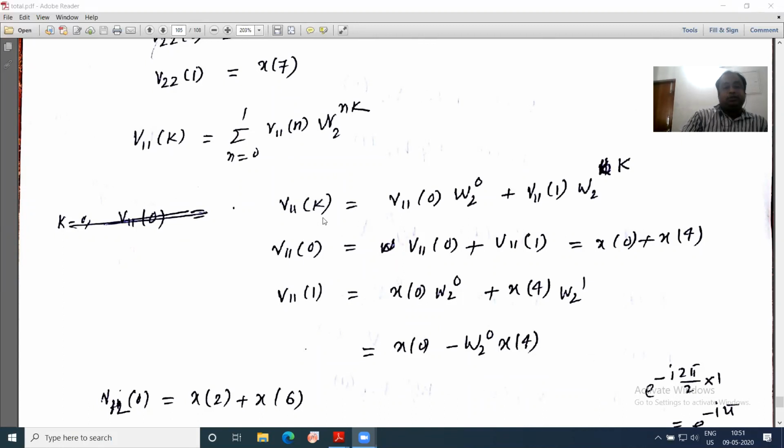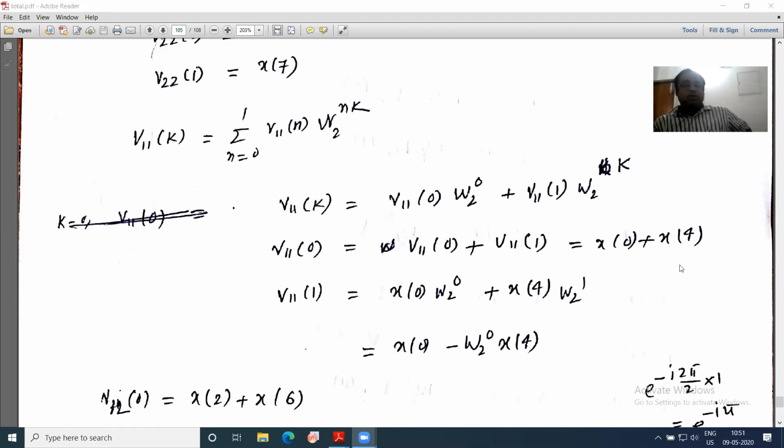For v1 on of 0, I have to substitute k equal to 0. Then it is v1 on of 0, w2 0 equal to 1, and v1 on of 1, w2 1 with k equal to 0. W to the power 0 is again 1, so both are 1. So it is v1 on of 0 plus v1 on of 1. Now v1 on of 0 is x0 and v1 on of 1 equals x4, so it will be x0 plus x4. Agreed? Yes, sir. So v1 on of 0 is essentially x0 plus x4.